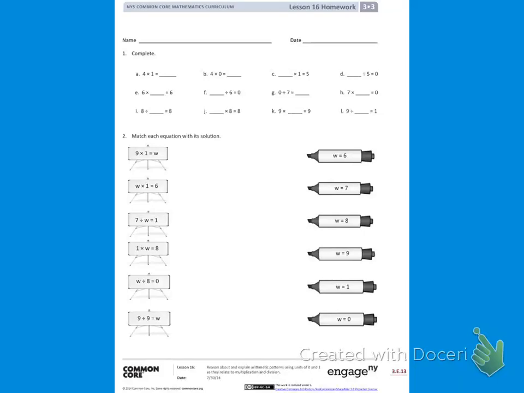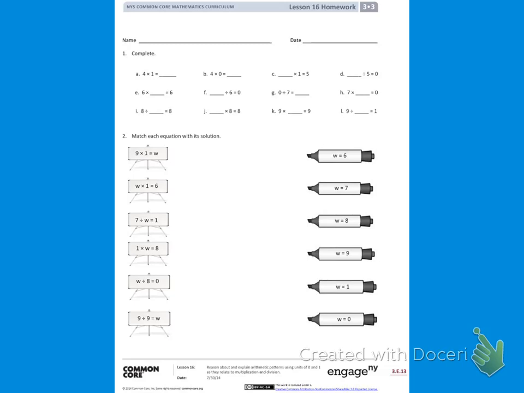Module 3, Lesson 16's objective is to reason about and explain arithmetic patterns using units of 0 and 1 as they relate to multiplication and division. Problem 1 simply says complete. All you need to do is fill in the missing number for each equation.